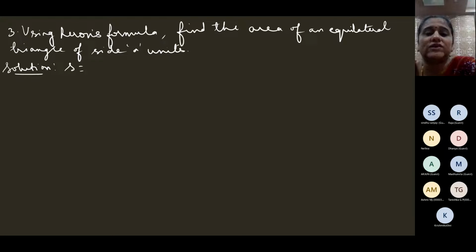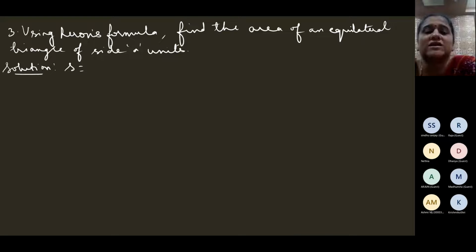How do we find the area of an equilateral triangle? Root 3 by 4 into side square. That's the formula to find the area of an equilateral triangle when you know the length of the side. Supposing the side is 10 centimeters, then the area is √3/4 into 10 square.